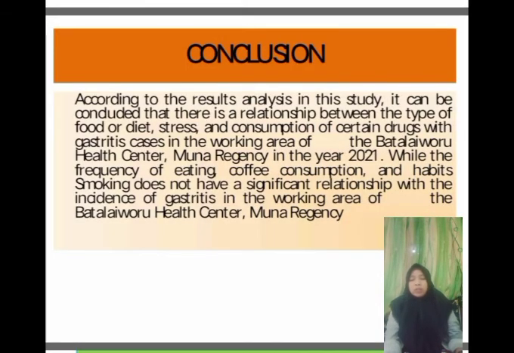Conclusion. According to the result analysis in the study, it can be concluded that there is a relationship between the type of food or diet, stress, and consumption of certain drugs with gastritis cases in the working area of the Batalaiworu Health Center, Muna Regency in the year 2021, while the frequency of coffee consumption and smoking habit do not have a significant relationship with the incidence of gastritis in the working area of the Batalaiworu Health Center, Muna Regency.